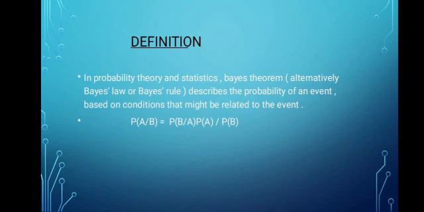The definition of Bayes theorem in probability theory and statistics. Bayes theorem, alternatively Bayes law or Bayes rule, describes the probability of an event based on a condition that might be related to the event, that is P of A given B equals P of B given A into P of A divided by P of B.